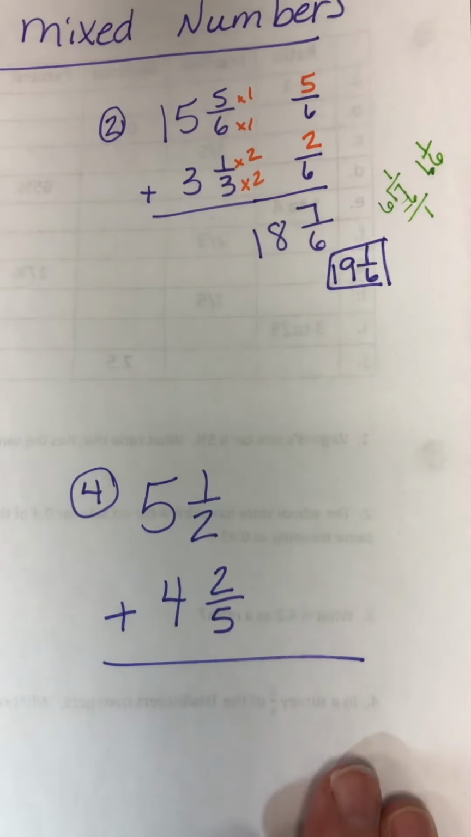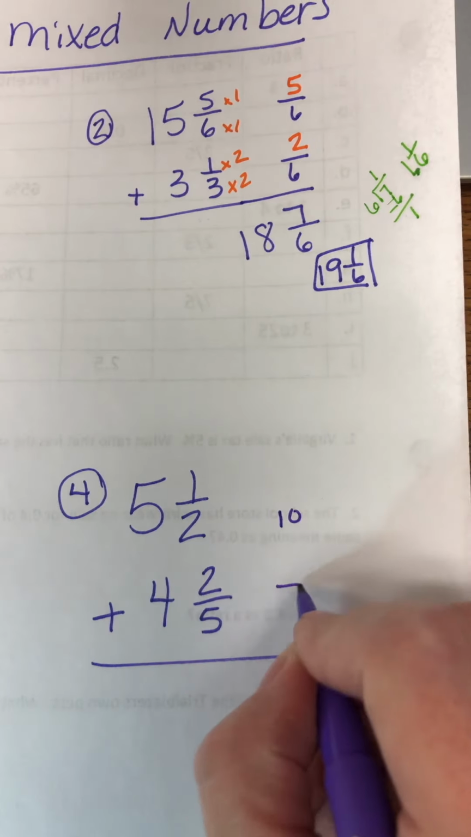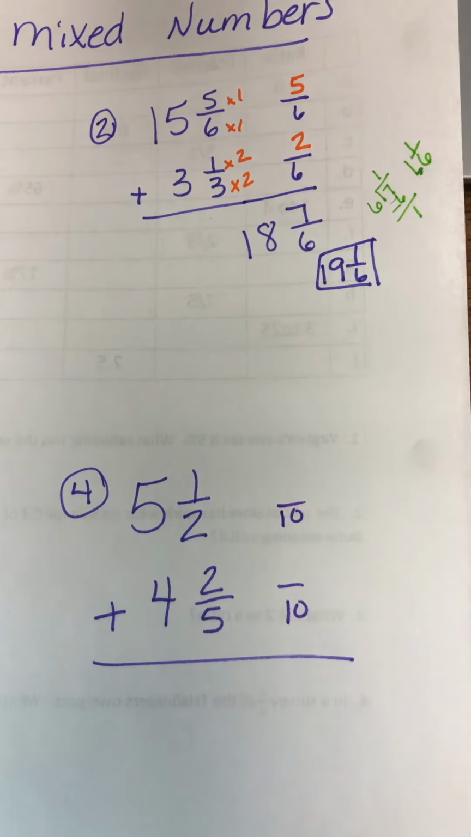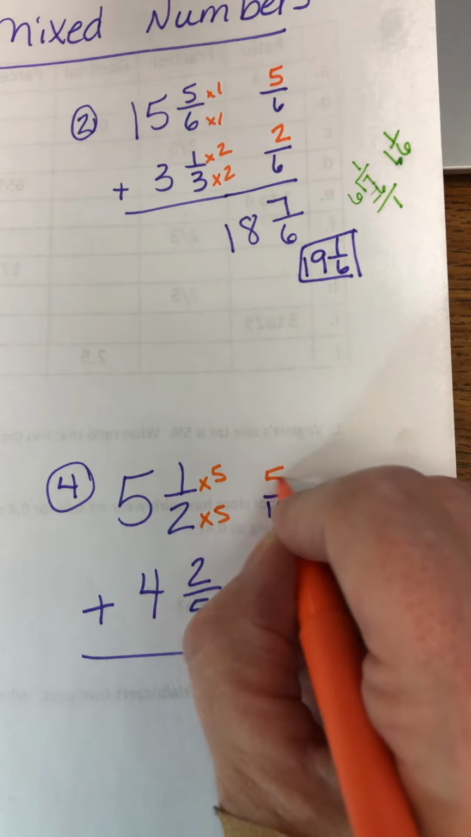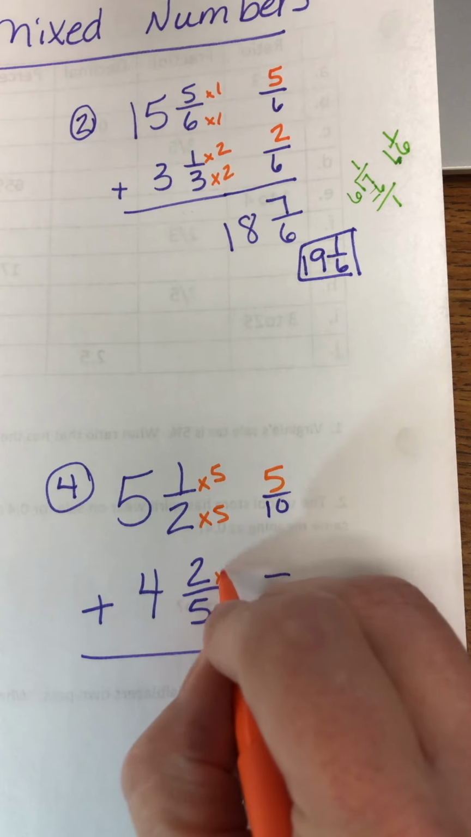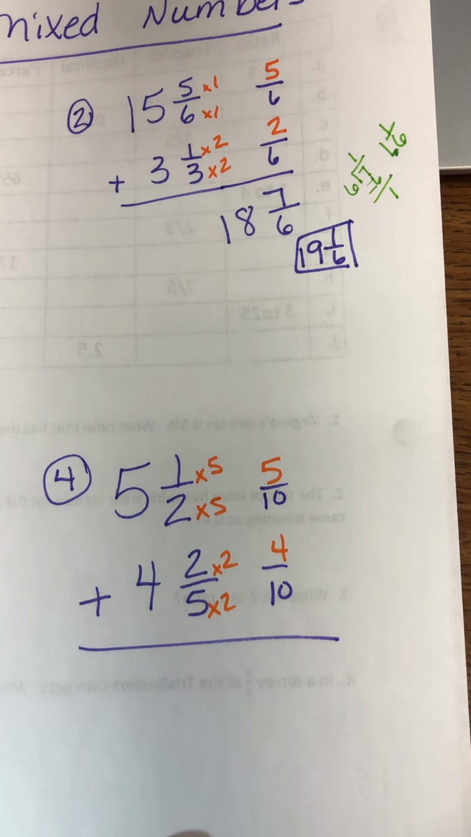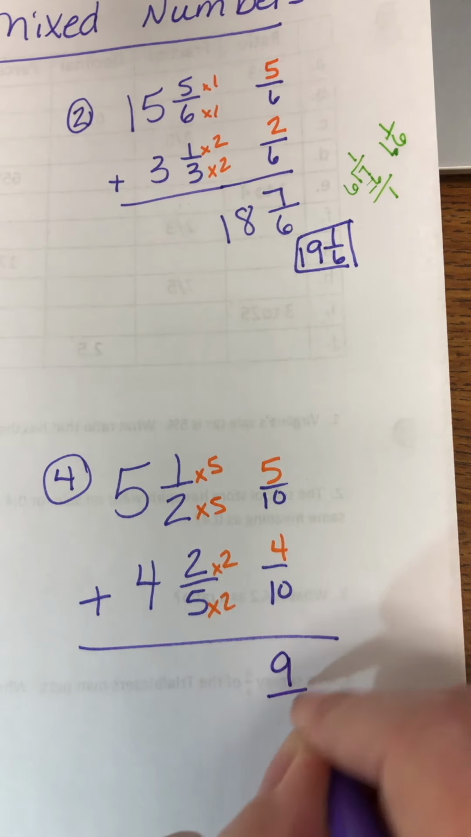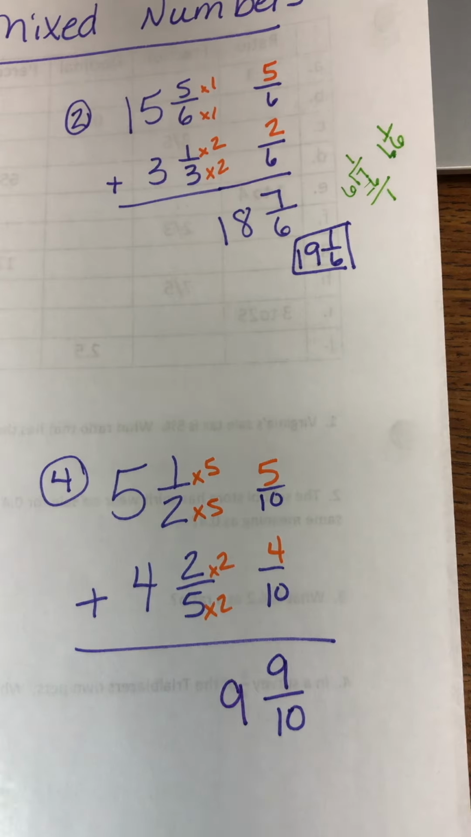All right, and then our last one. So the common denominator is 10. Multiply the first fractions by 5. The second fractions by 2. So that is 9 tenths. And again, don't forget the whole numbers. And that is adding mixed numbers.